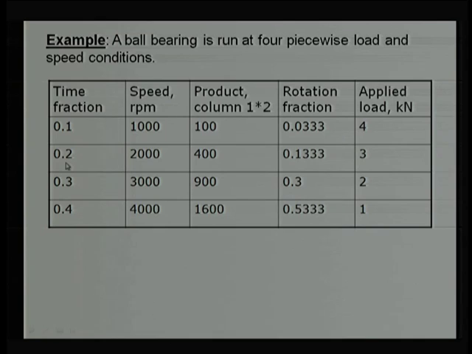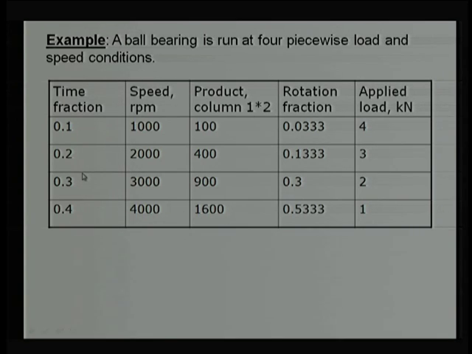For 20% of the total time, it is running at 2000 rpm, but with a lesser load of 3 kilonewton. For 30% of the total time, this bearing is running at 3000 rpm, when the applied load is 2 kilonewton. For 40% of the total time, it is running at 4000 rpm and the applied load is 1 kilonewton. Here we require F1, F2, F3, F4, but nothing has been given.